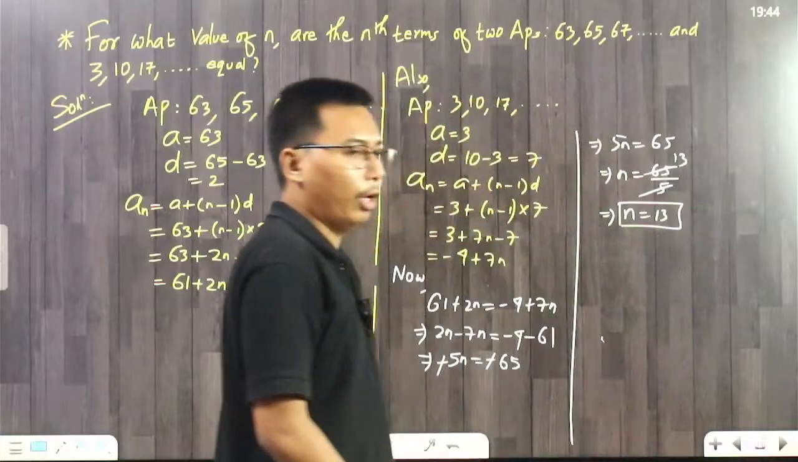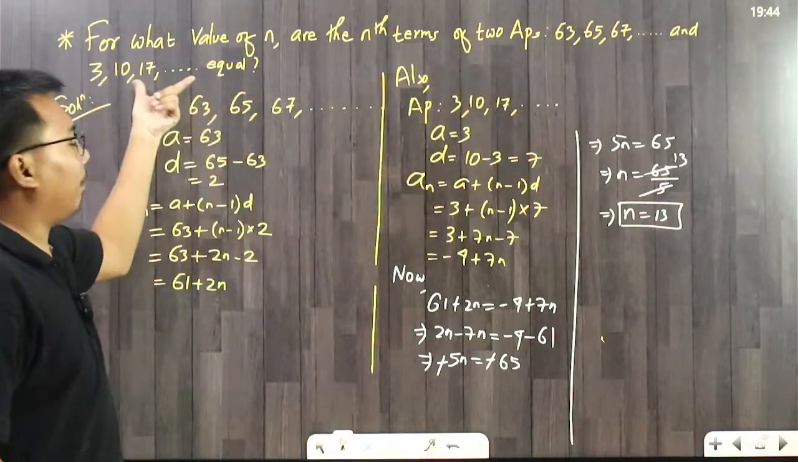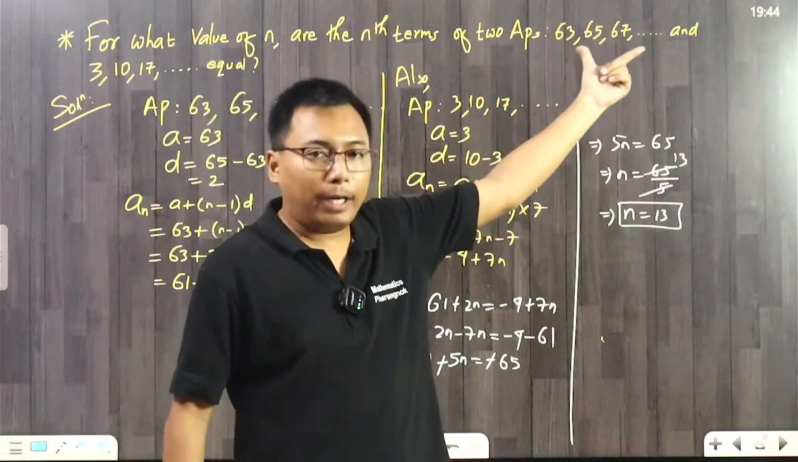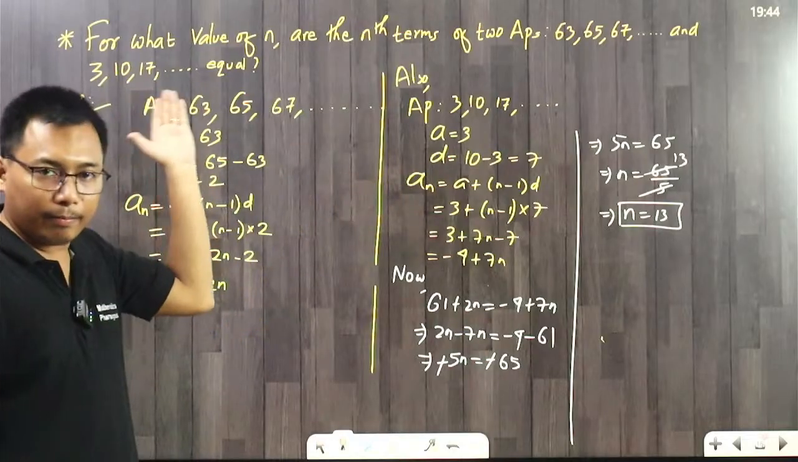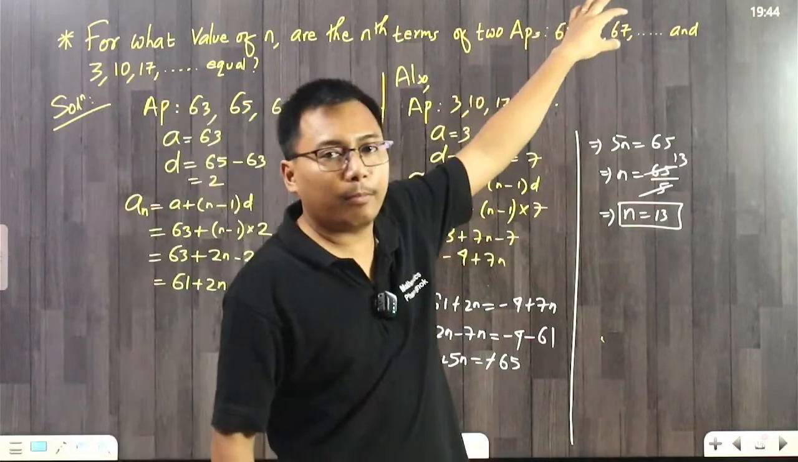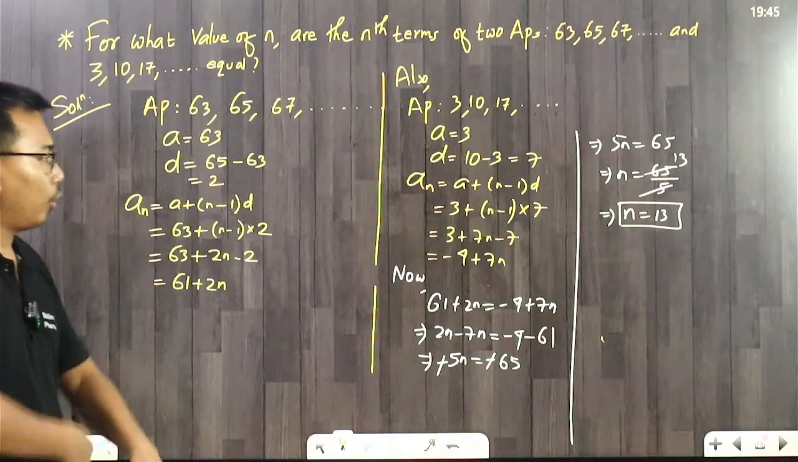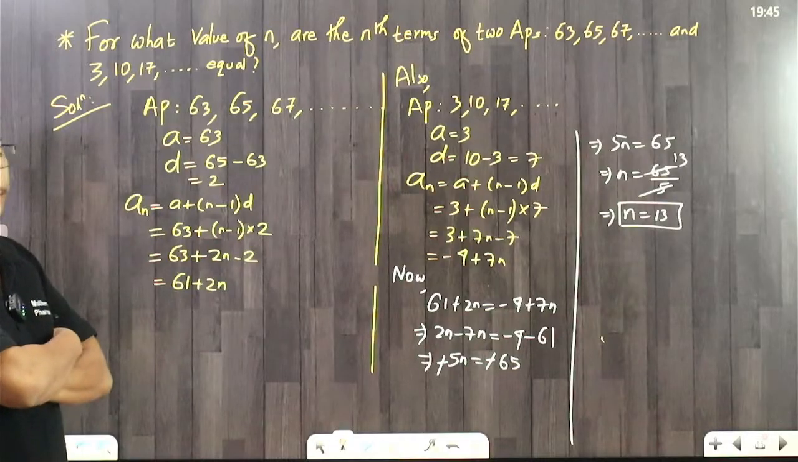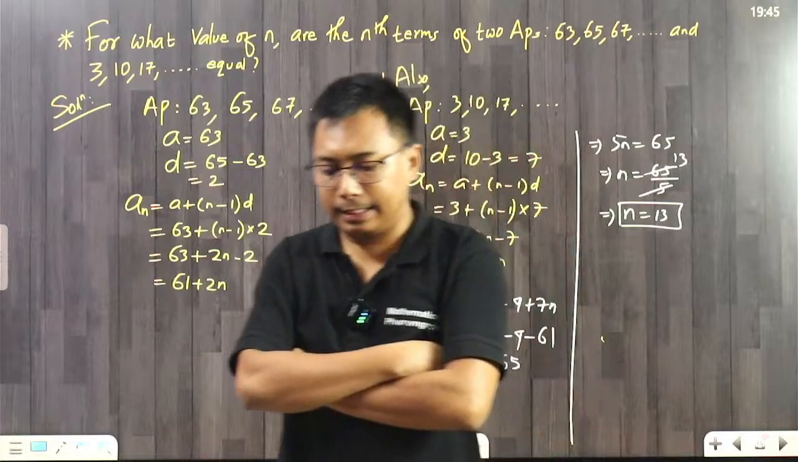This is our value, which means at n equal to 13, for this AP and for this AP, the 13th terms of these two APs will be equal. If you find A13 here, we can easily find the 13th term. Similarly, we can find A13 in this AP. The 13th term from this AP and the 13th term from this AP will be equal. Now take a screenshot. Done? If you have any doubts, tell me in the chat.